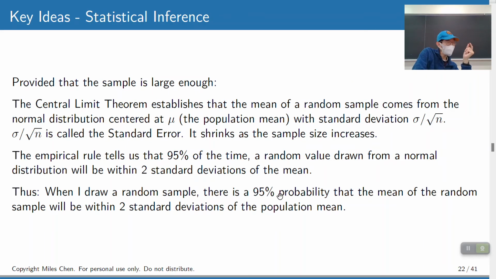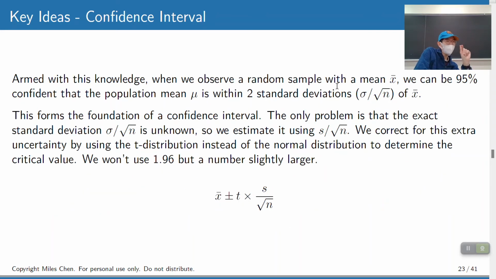Back here, I said there's a 95% probability that when I draw a random sample, it will be within 2 standard deviations of the population mean. Over here, I have to change my language a bit, and I say I'm 95% confident that the population mean is within 2 standard deviations of my sample mean x bar. So why do I have to change it from saying 95% probability to 95% confident? What's going on there?